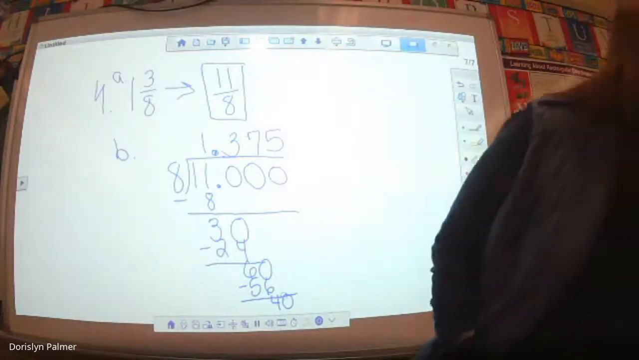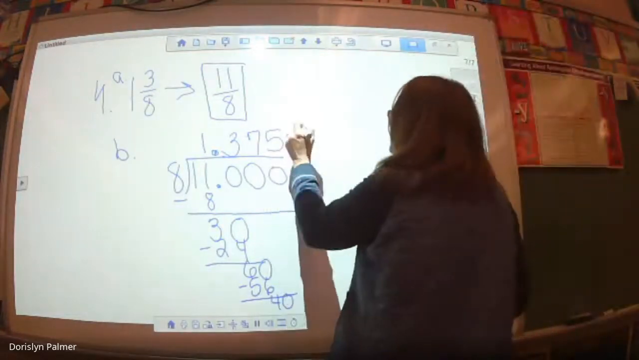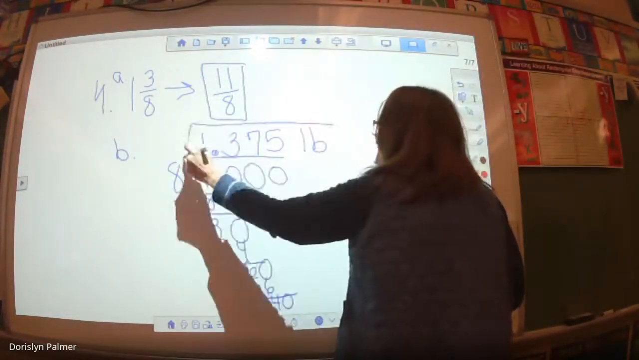And bring down your 0. How many times does 8 go into 40? 5 times. And that's even, right? So we can stop. All right, write the amount of salad as a decimal, 1.375, and we're going to put the label pounds there. 1.375 pounds.